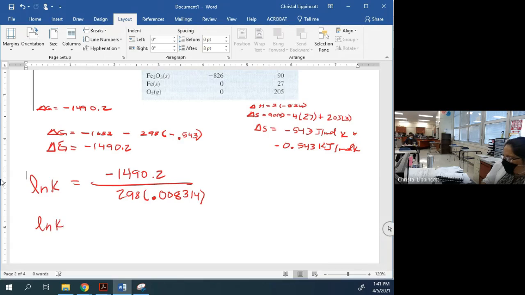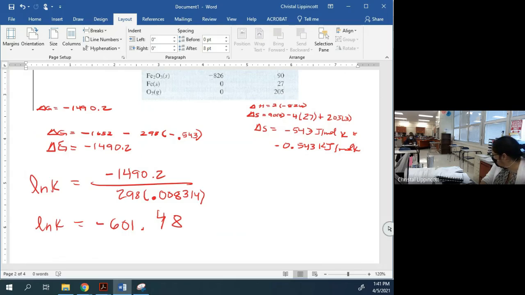So the natural log of K is going to equal negative 1490.2 divided by, make sure you do your parentheses down at the bottom if you do that in one full step. So that came out close enough. Negative 601.48 is good enough. So then if I take the natural log of that guy.